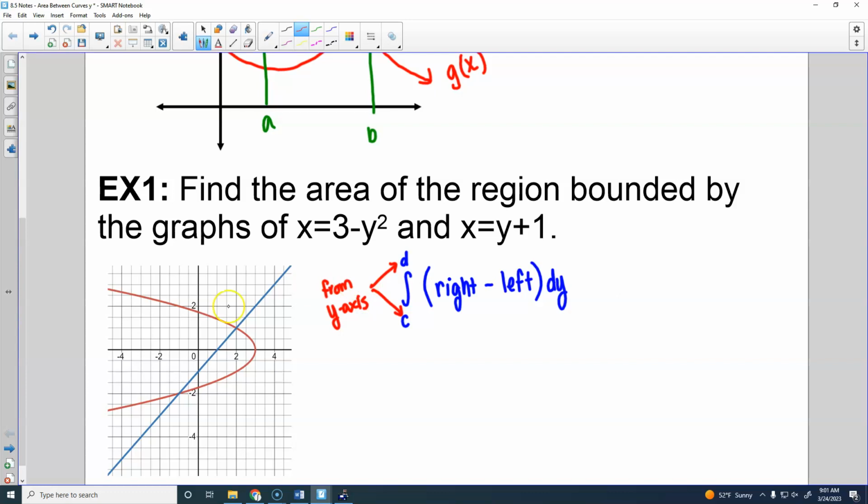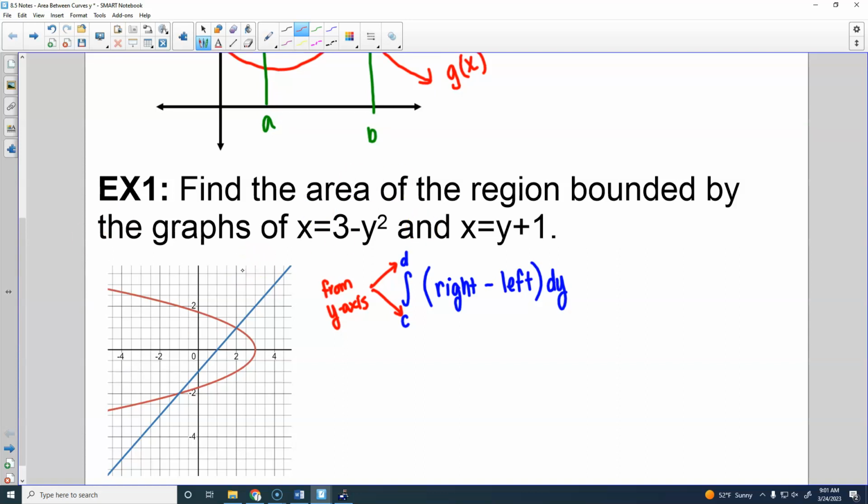Now, we have a problem trying to do top minus bottom here because we don't have a function that's always the top function, and we run into this. But when we are thinking about right and left, do we have a function that is always to the right and one that's always to the left? We do here, right? The red function is always to the right, the blue is always to the left. So that works out well for us.